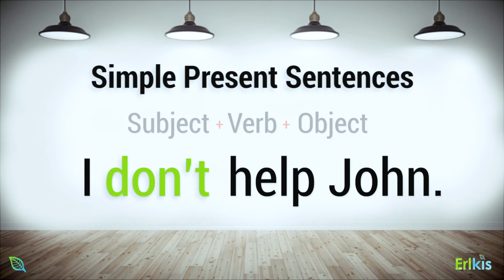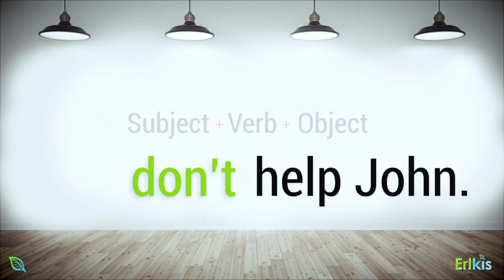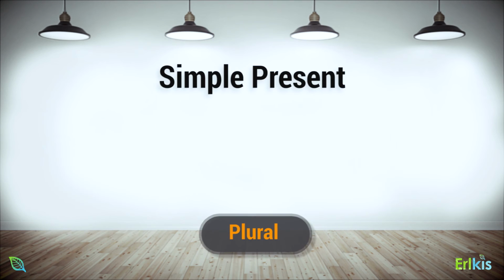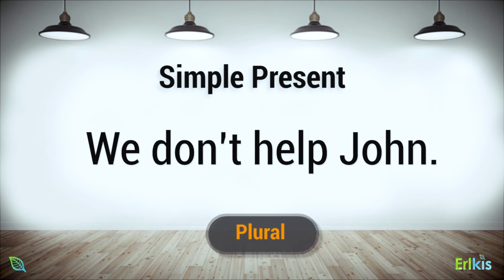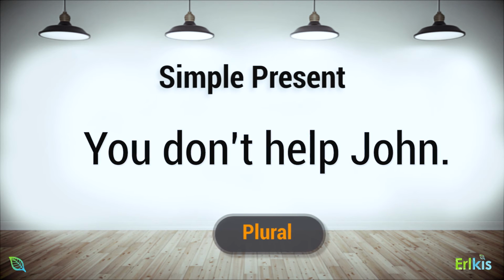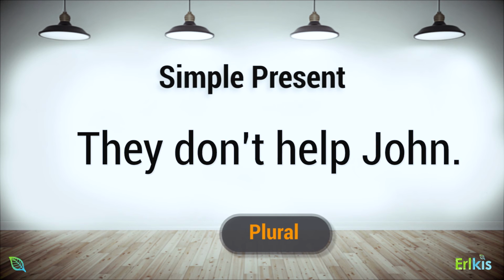I don't help John. You don't help John. He, she, it doesn't help John. Remember that third person always takes an S. And in the plural, we don't help John. You don't help John. They don't help John.